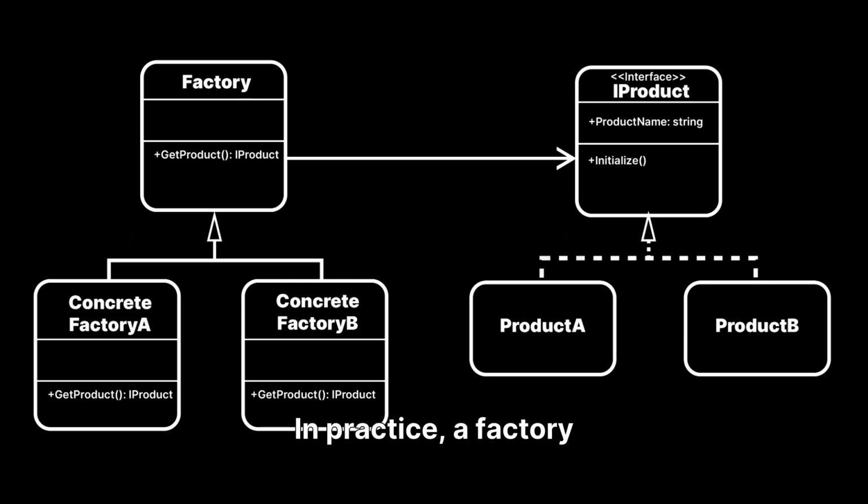In practice, a factory class encapsulates all the object creation logic. The client code then refers to the newly created object using a common interface or base class, rather than its specific concrete type. This promotes loose coupling and makes it easy to introduce new product types without altering client code.